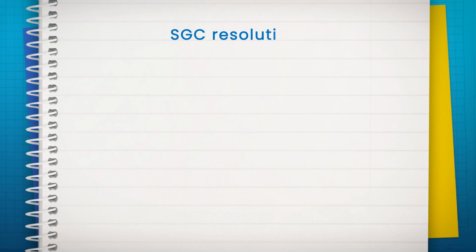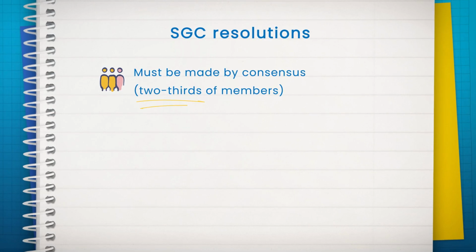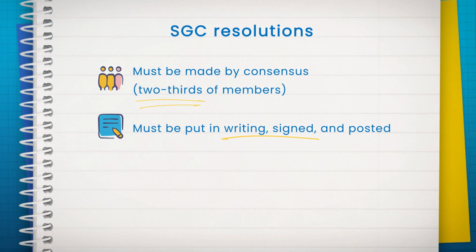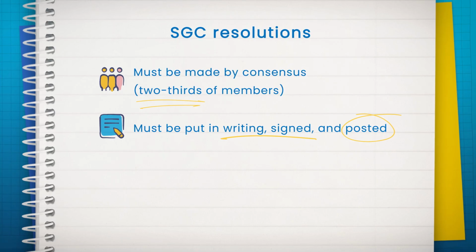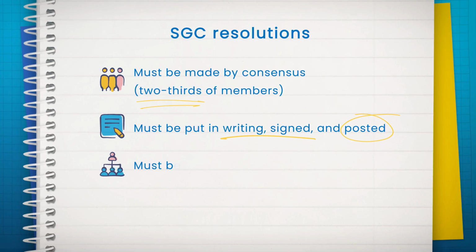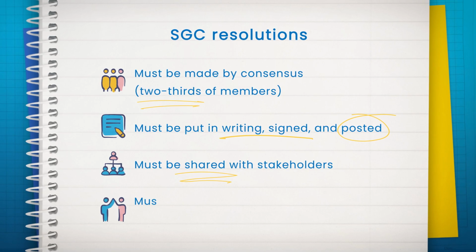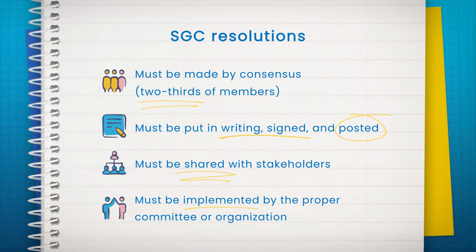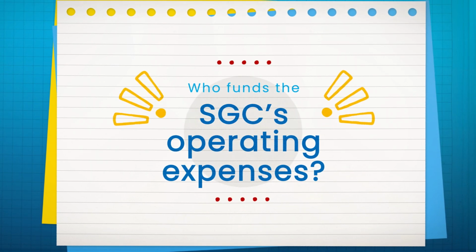Resolutions of the SGC shall be made by consensus, which is 2/3 of all members. The decision shall be put in writing, signed by SGC members, and posted on the Transparency Board. The secretary shall ensure that copies of the resolution are shared with internal and external stakeholders of the school. Implementation of the decision shall be referred to the committee or organization that has the mandate and authority to execute it.